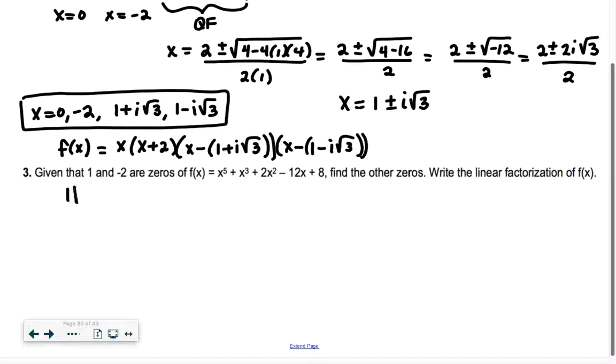We should do synthetic division to kind of break down that polynomial. So I'm going to put 1 in my synthetic division, and I'm going to make sure that I'm not missing anything. Am I missing anything? Yeah, I'm missing that 0x the 4th. So I'm going to write 1x the 5th, 0x the 4th, 1x cubed, 2x squared, negative 12x, and 8. So don't forget that 0. And we all know synthetic division, right?